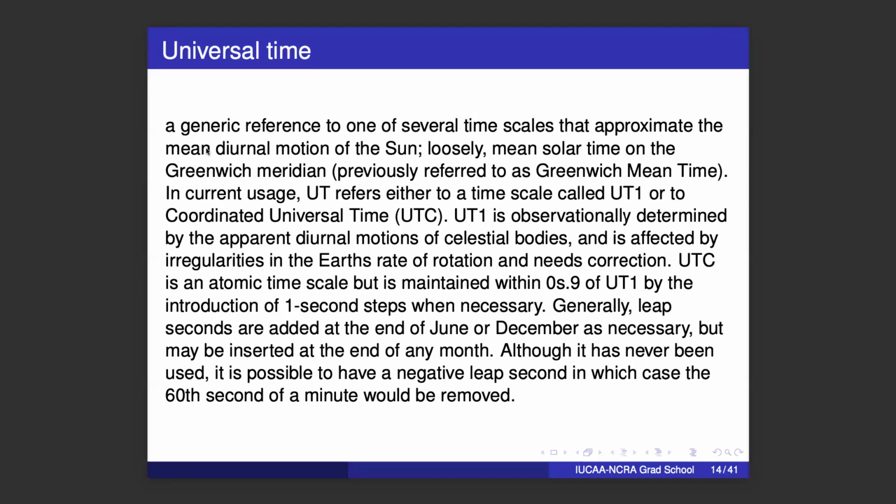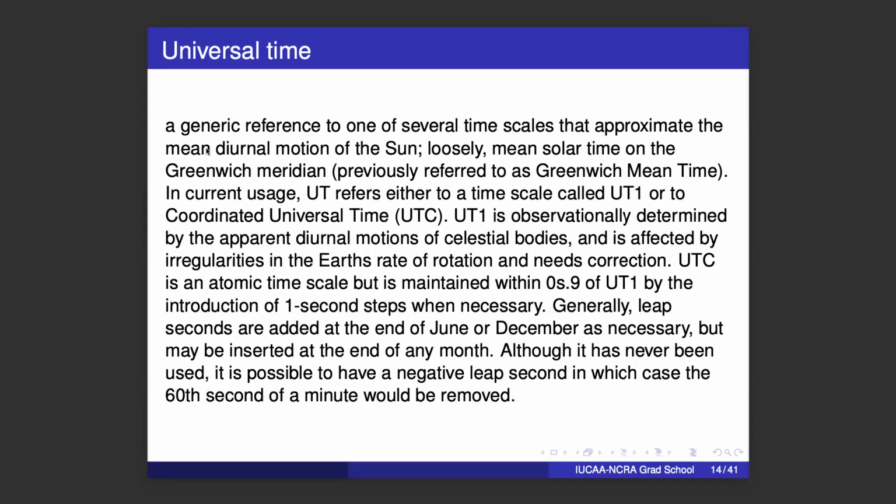So for these reasons, you have to define a mean diurnal motion of the sun. Sometimes it goes faster, sometimes slower, but we will define a time such that sunrise to sunrise, the mean period, we will call 24 hours: mean solar time on the Greenwich meridian. In current usage, UT refers either to a time scale called UT1 or to a coordinated universal time called UTC.